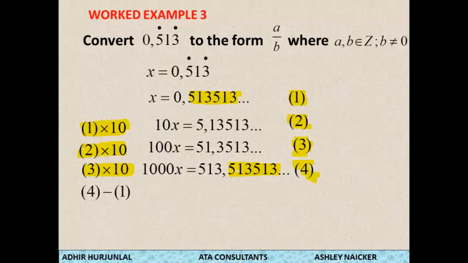So let's start. Equation number 4 minus equation number 1. And what do I see here? Equation 4 minus equation number 1. 1000x minus x is equal to, not 990 guys, it is 999x. 513 minus 0 is 513. This is a linear equation, and now you go ahead and solve for x. X is equal to 513 divided by 999.